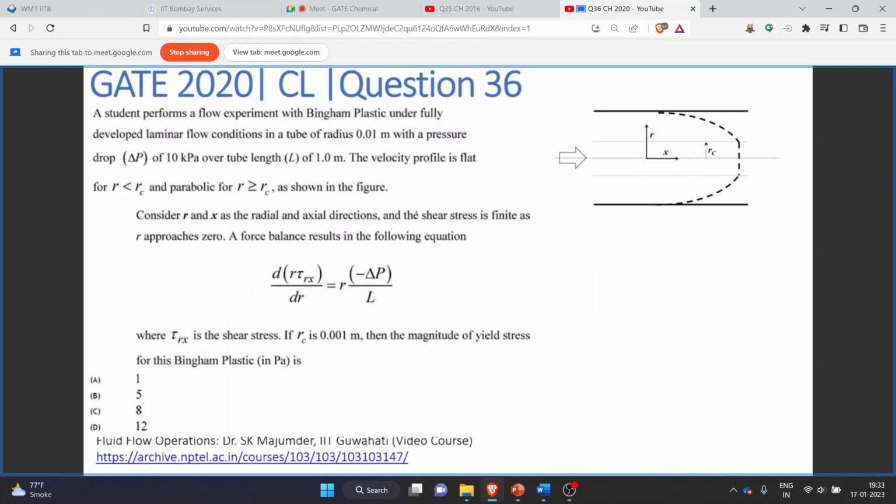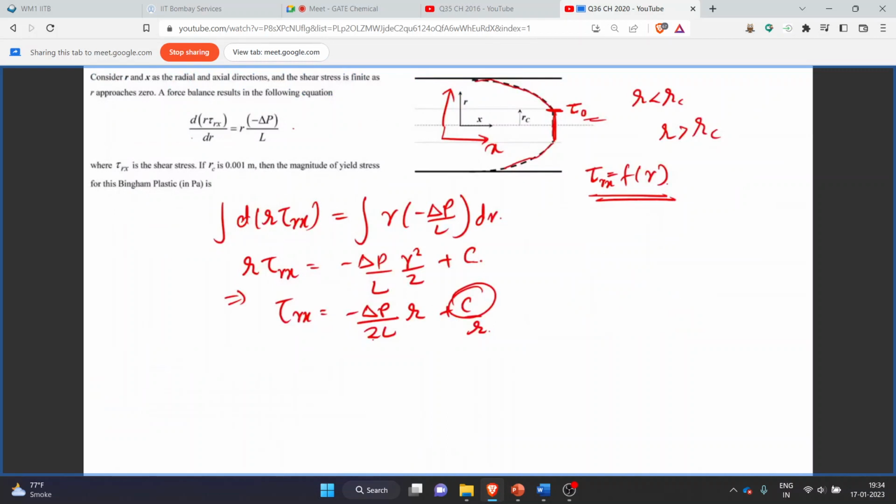In the question, we have been given that the shear stress is finite as r approaches 0. That is, as r tends to 0, tau rx will become finite. So we can put r equal to 0 in this equation. If you put r equal to 0, the first term becomes 0, and since tau is finite, that implies C must be 0 for both sides to be finite. From this, we get the correlation tau rx is equal to minus delta P upon 2L times r.